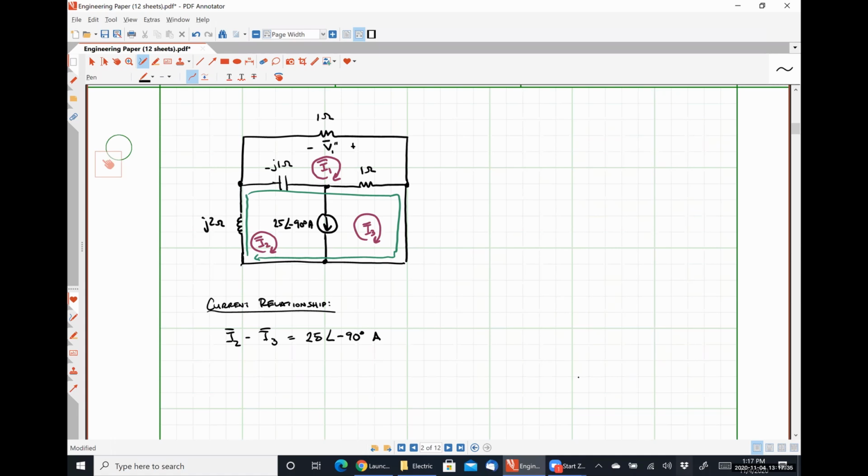Now we would do our Kirchhoff's voltage law equation around our super mesh. Holy stromboli, my penmanship got terrible there for a second. This would be super mesh 2, 3.